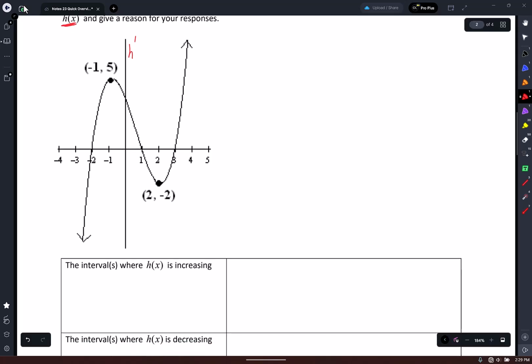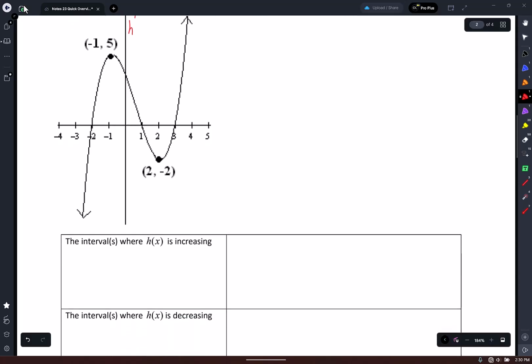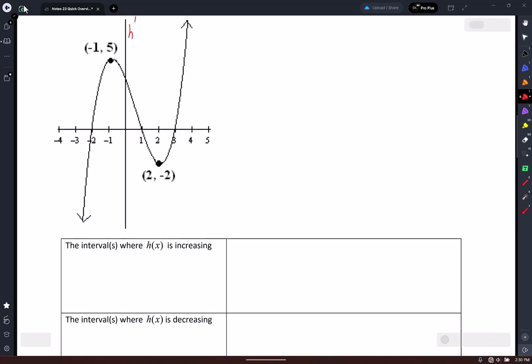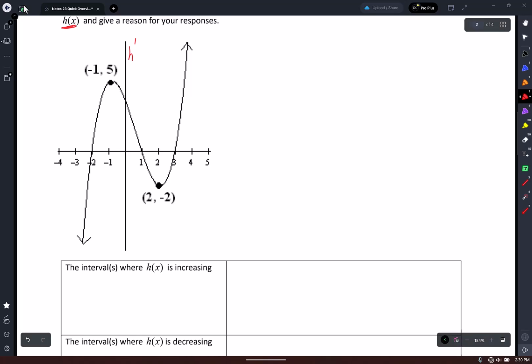All right. What graph do I have again? H prime. So it says the intervals where h of x is increasing. Well, h of x is increasing whenever h prime is positive. Where am I positive? Yeah, do you guys see that? This is h prime. So here it is.